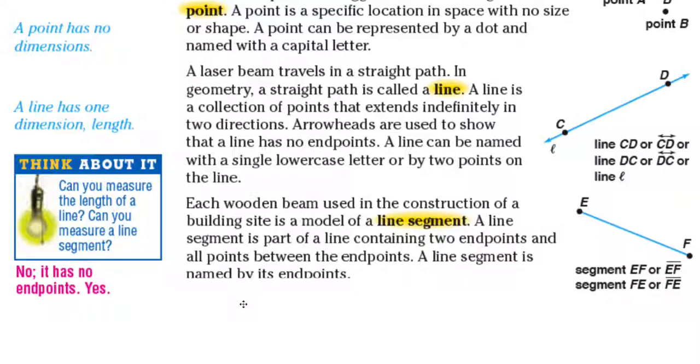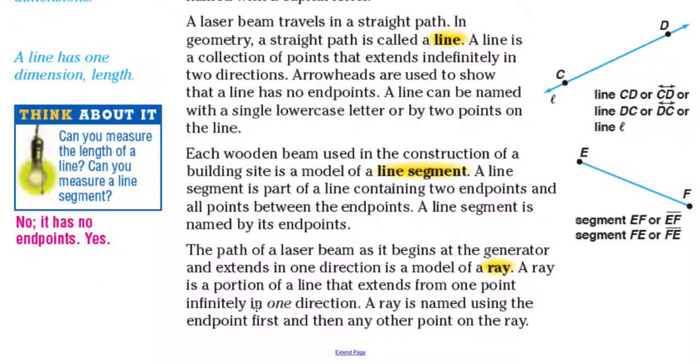Another definition: the path of a laser beam as it begins at the generator and extends in one direction is a model of a ray. A ray is a portion of a line that extends from one point infinitely in one direction. A line extends indefinitely in two directions. A ray, however, will extend indefinitely in only one direction. A ray is named using the endpoint first and then any other point on the ray.